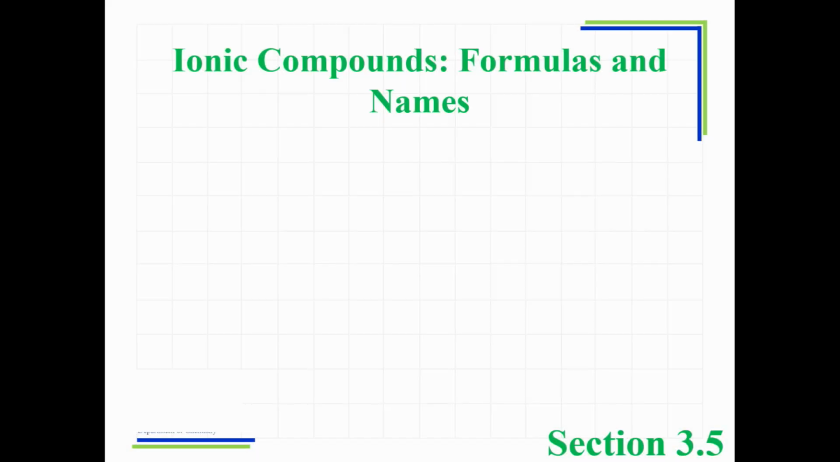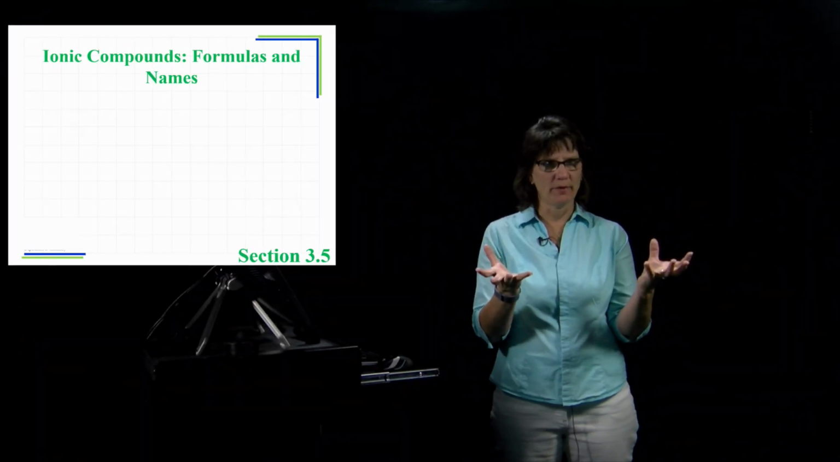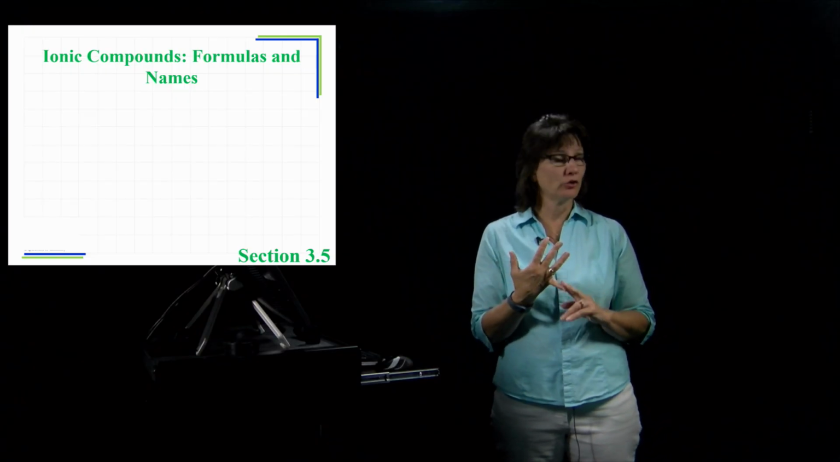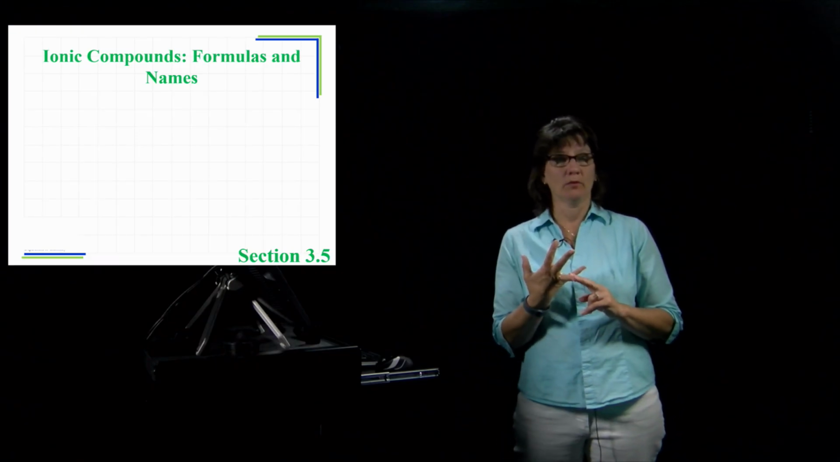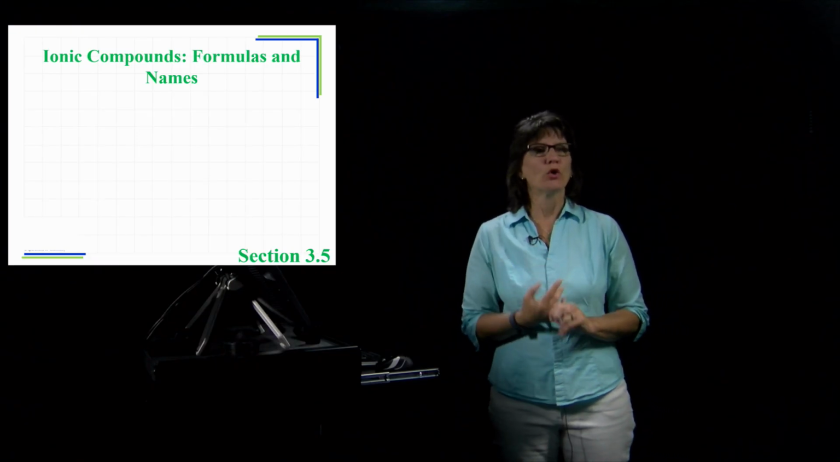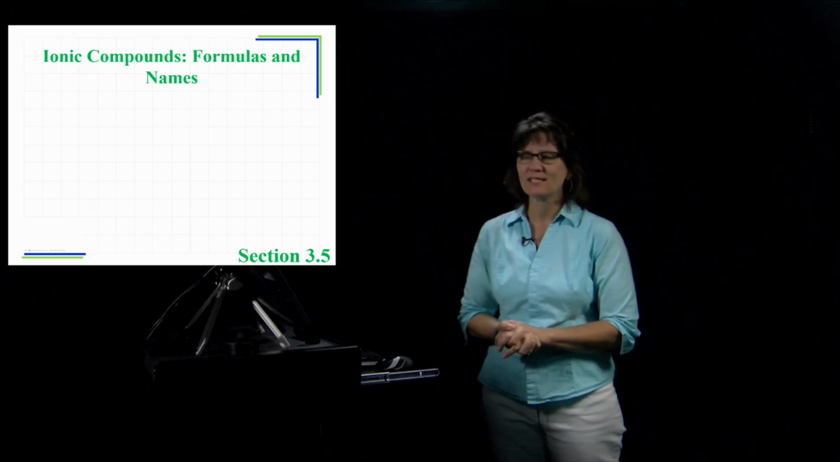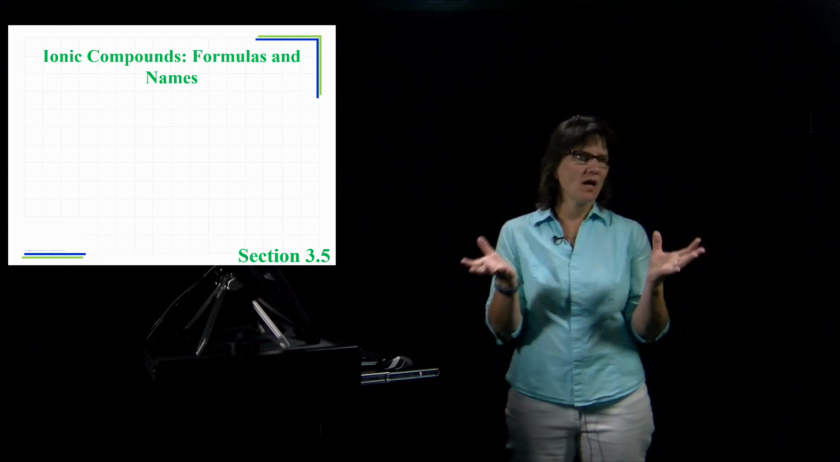So we have two different types of compounds. We have molecular compounds and we have ionic compounds. We need to spend some time learning how to write good formulas for these compounds and naming them, okay? It's called nomenclature. So we're going to start with the world of ionic compounds and learn the system for writing good formulas and writing good names.